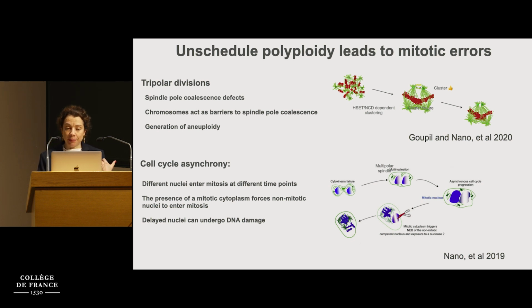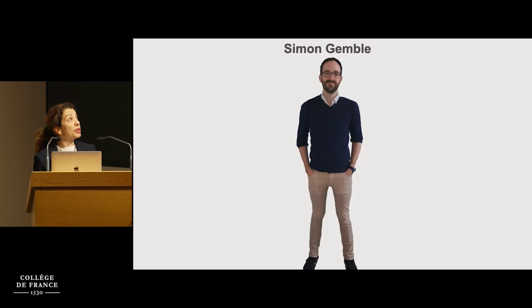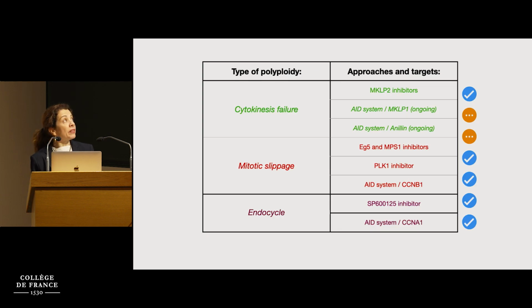And so we wanted to go one step before and see how the first interphase of a cell that is not supposed to have double the genome will occur. This was part of the work of Simon Jambol, a postdoc in the lab, and he decided to answer this question using human cells in culture, in particular RPE1 cells that are diploid or almost diploid, genetically stable and untransformed. And Simon generated several ways of inducing either cytokinesis failure or mitotic slippage through endomitosis or endoreplication.